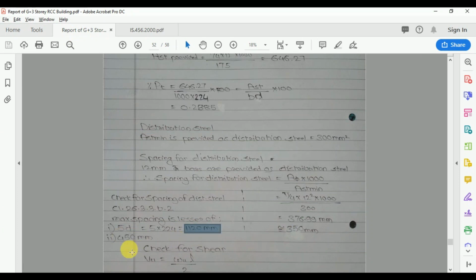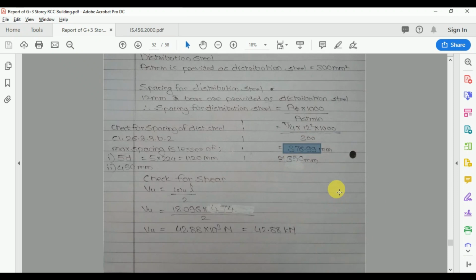By considering these three values, we need to consider the smallest value. So here the smallest value is 376.99 mm. By rounding down to the lower side, we got the value as 350 mm. So now we need to provide the distribution steel as 12 mm dia at 350 mm center to center. Now we need to check our staircase for the different checks such as check for shear, check for deflection and check for development length.